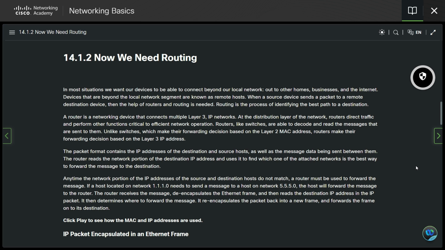If a host located on one network needs to send a message to a host on another network, the host will forward the message to the router. The router receives the message, de-encapsulates the Ethernet frame, and then reads the destination IP address in the IP packet. It then determines where to forward the message. It re-encapsulates the packet into a new frame and forwards the frame toward its destination.